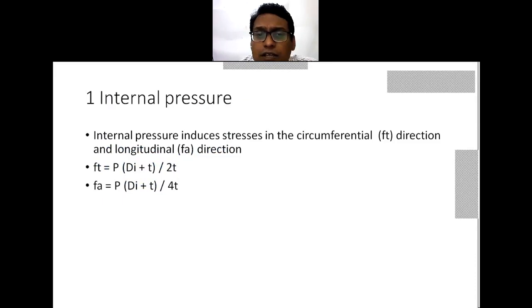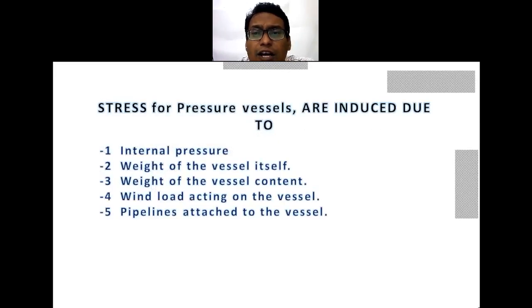Then the different stresses are induced due to the internal pressure, weight of the vessel itself, weight of the vessel and its contents, then wind load acting on the vessel, and the pipeline attached to the vessels. So these are the five different factors which are to be given prominence while we consider the pressure vessel. One by one we will study all of this. So first is the internal pressure.